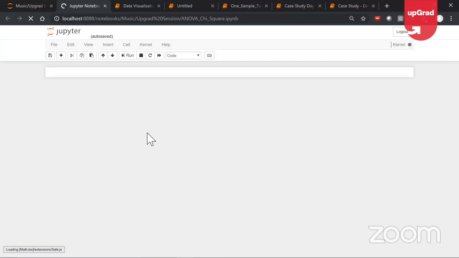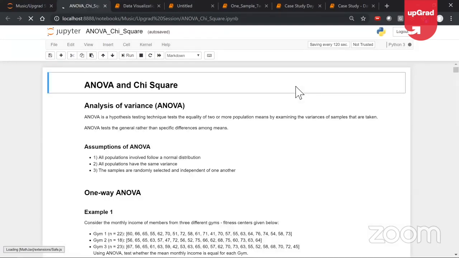Are you aware of this? I'm surprised if you don't know this. How to do this? You've done ANOVA, right? Just for my understanding, guys. I think you would have done ANOVA.